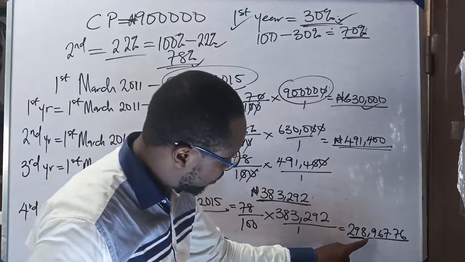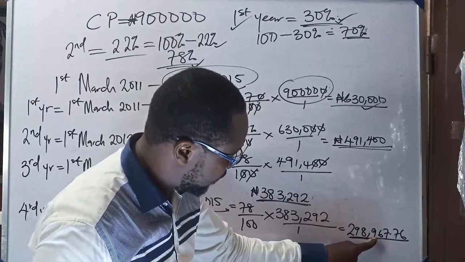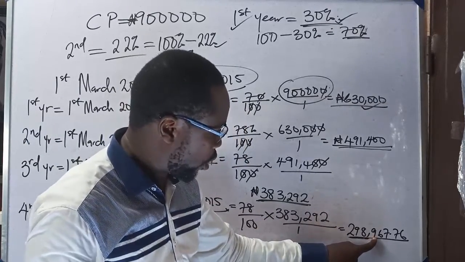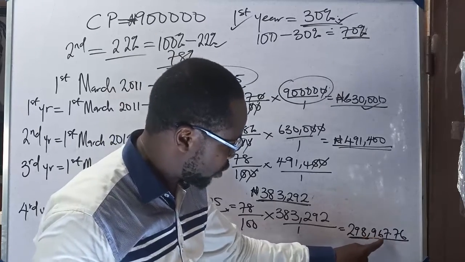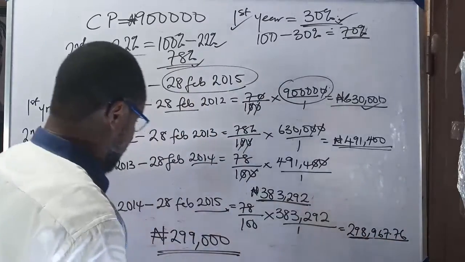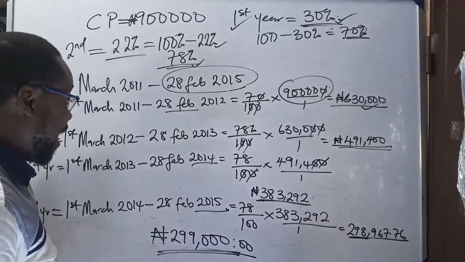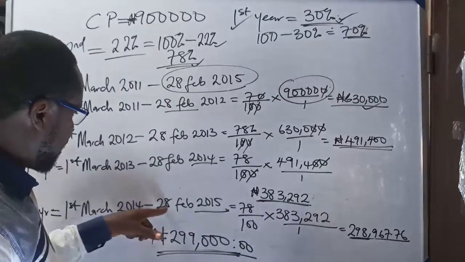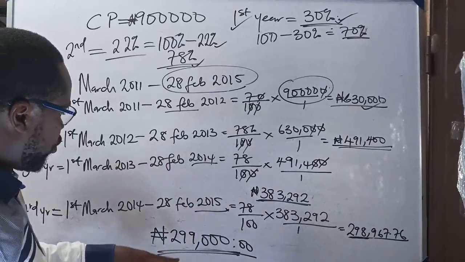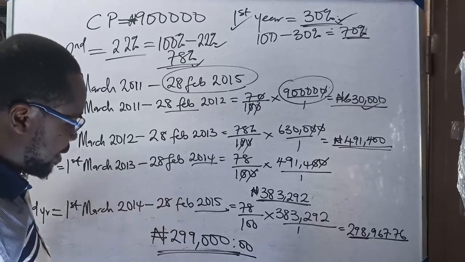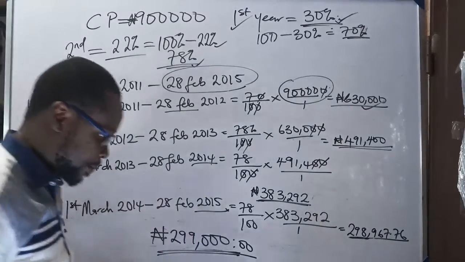Look at what I did now. I'm approximating to the nearest thousand. The next value is more than 5. We'll call it 1, add it here, and of course, all other figures become 0. So in this case, we can say the value of the car at the end of 28th February 2015 will be 299,000 naira.